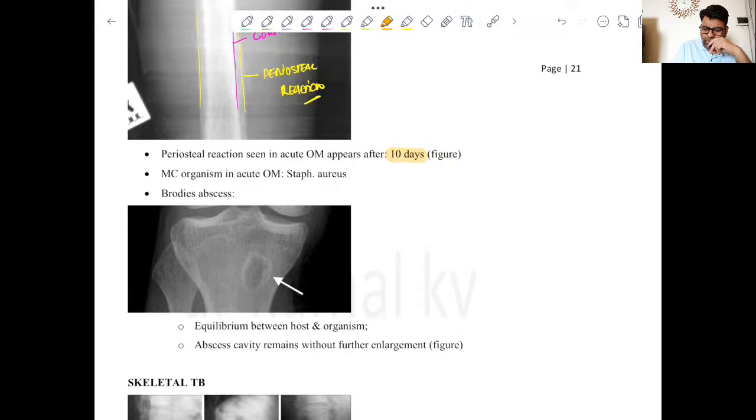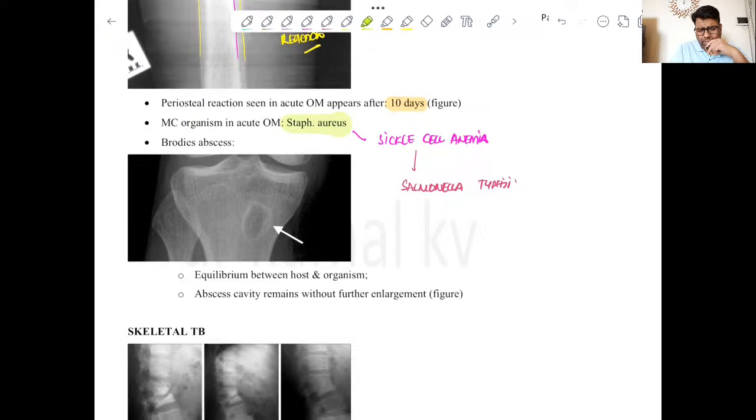Now in the general population the organism is Staphylococcus aureus, but in a case of sickle cell anemia the organism is Salmonella typhi. Clear? So this is Salmonella typhi, especially in a case of sickle cell anemia. Then at times there is an equilibrium between the host and the organism, and what we can see is a localized lesion. Clear? So it is localized to one part of the body, and it will remain there without any further enlargement, and this is known as Brodie's abscess.